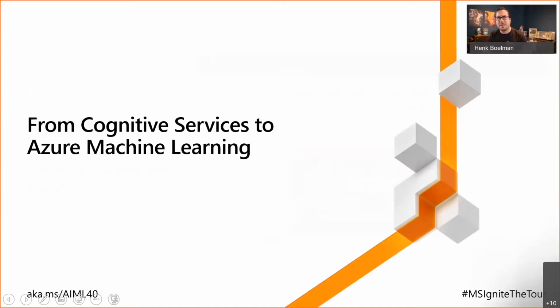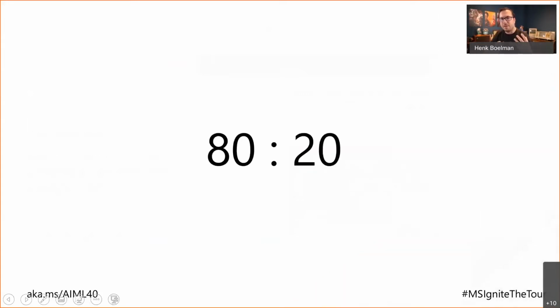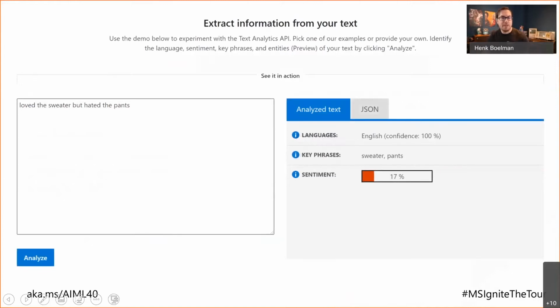However, we noticed that it is always the 80-20 rule. That means this service will work for 80% of your business needs, but for the other 20%, you need something custom, especially if your text is something like this. I love the sweater, but hated the pants. It doesn't know that loved is for the sweater and hated is related to the pants. So it will just classify this sentence as negative. And that is not what we want. We really want to get the insights out, that the sweater is fine, that everyone loved that, but the pants were not that good. So that is what we want to achieve.